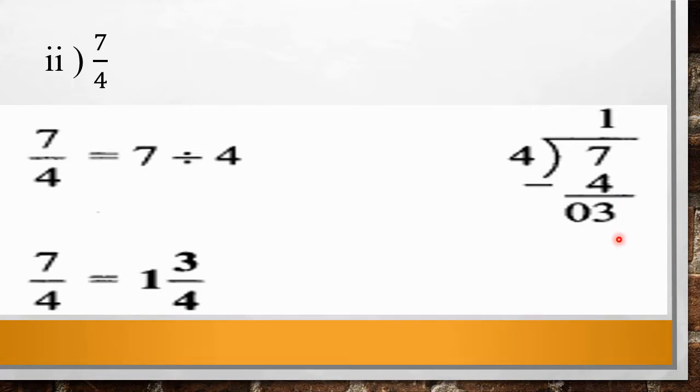So into mixed number, you will write like this: whole number plus remainder upon divisor. So 1 and 3 by 4. So whole number plus proper fraction. So 1 and 3 by 4.